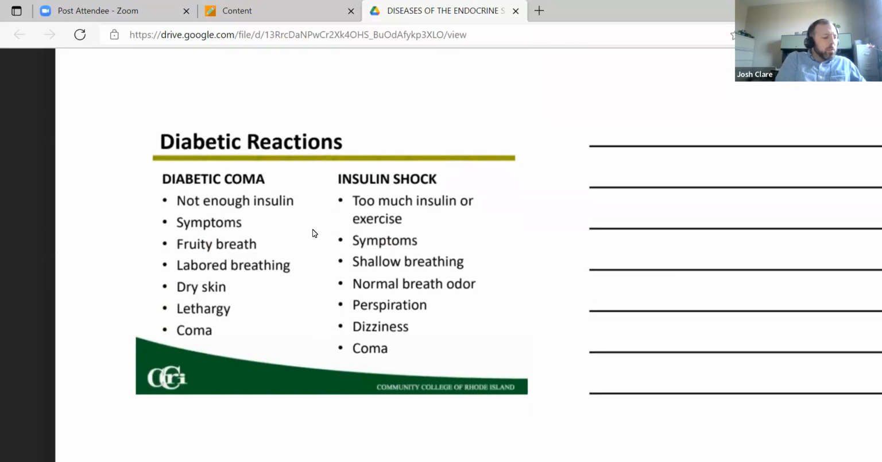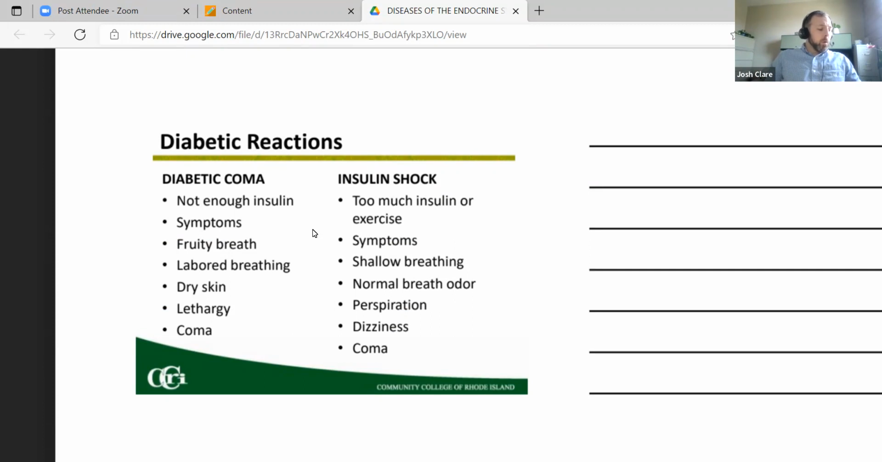Diabetic reactions, either too much or too little. So too much insulin or not enough insulin. Very important for us because we will be exercising with our patients with them. So we will come across both of these at some point in our career.